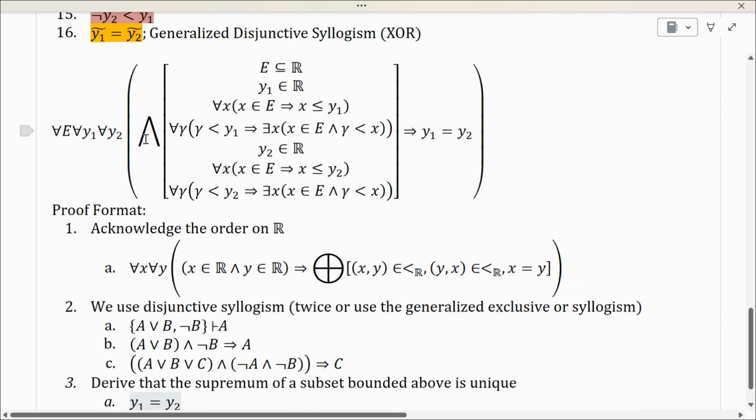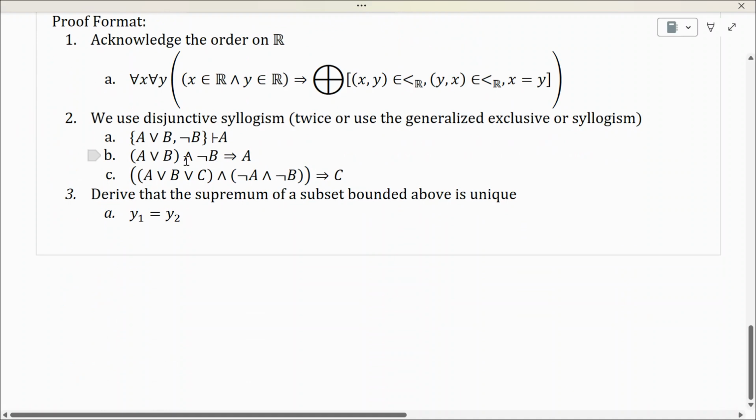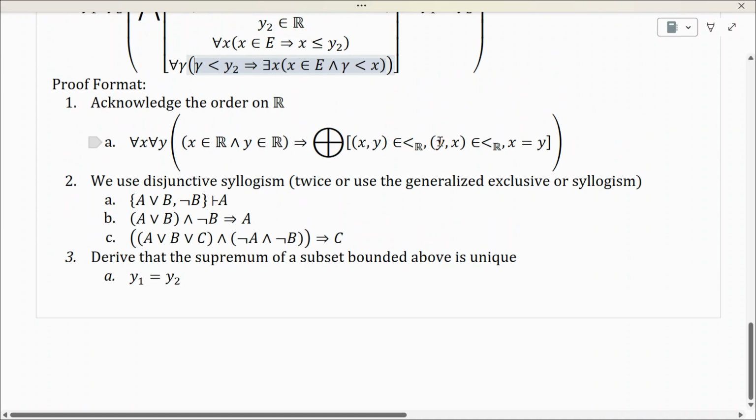Let's read this again. For any subset E in the reals that is bounded above, we have 2 potential candidates for the least upper bound, y1 and y2. But using a combination of these properties, this one and that one, we can derive contradictions, get a not A and a not B, which are the negations of this and that. And then we get y1 equals y2, which is here.